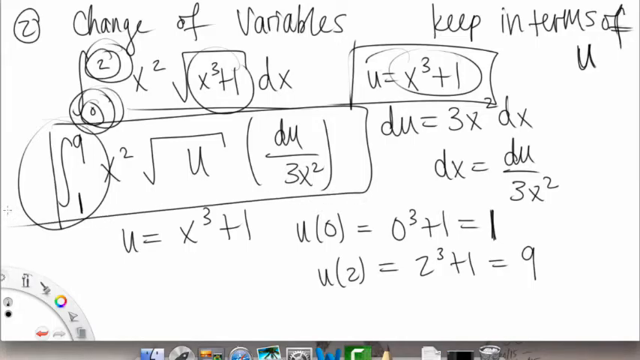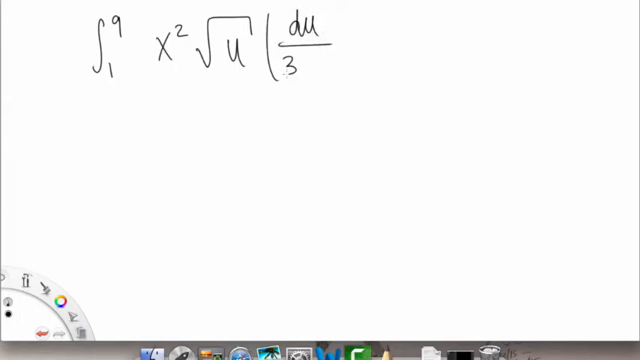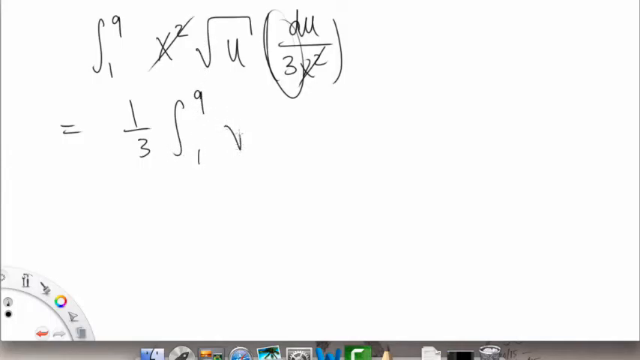So now we have the integral from 1 to 9. These are our new u bounds, or our new u limits. Then we had this x squared times the square root of u, and then du over 3x squared. So we can conveniently cancel out those x squareds. We'll move the 1 over 3 to the front, so this is 1 over 3 times the integral from 1 to 9 of the square root of u, also known as u to the 1/2 power, du.